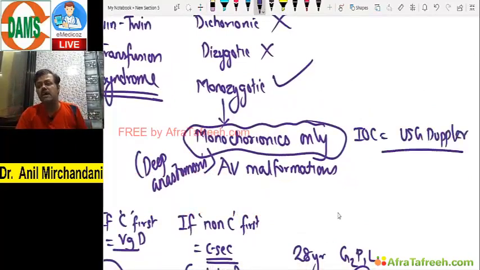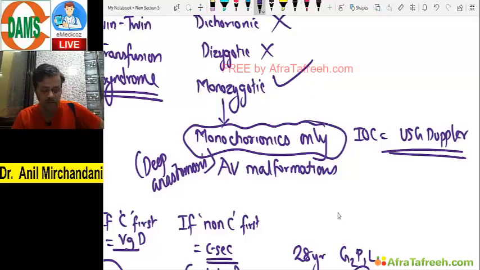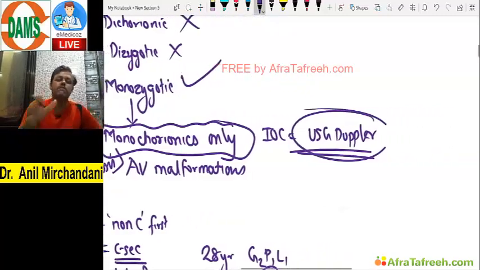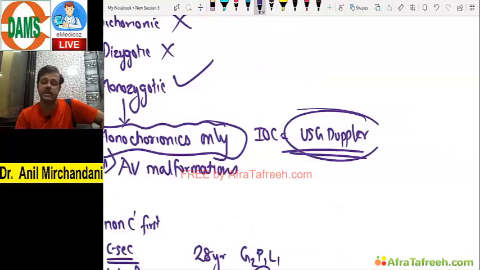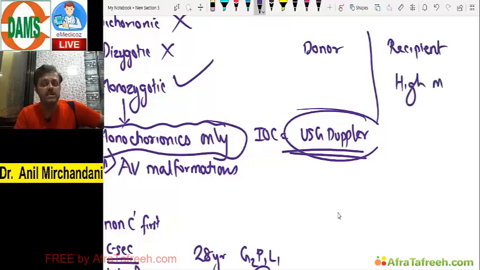So if you ever see that there is twin gestation and one baby is large, another baby is small, you are supposed to do Doppler in order to see abnormal connections between the two babies. Yeah, guys, USG Doppler is necessary. And if Doppler is showing you that blood is flowing from one baby to another, it's a clear-cut case of twin-to-twin transfusion syndrome. Donor baby and recipient baby. Which baby has high mortality? Recipient baby has high mortality.